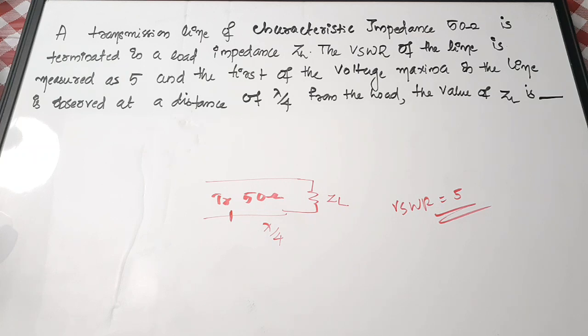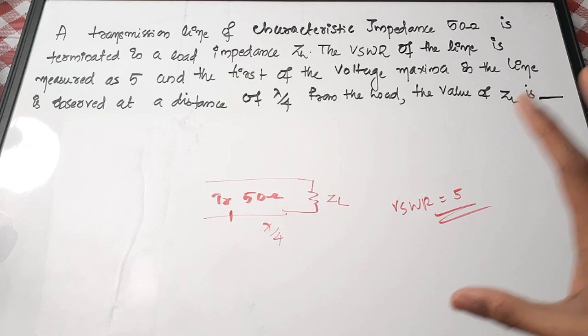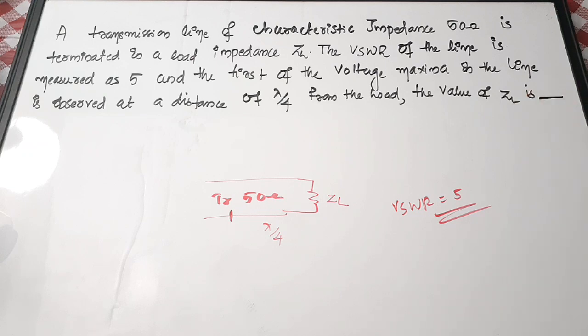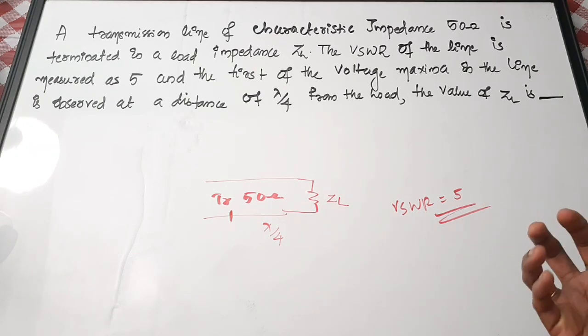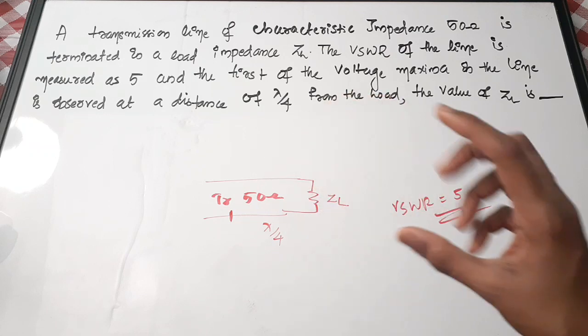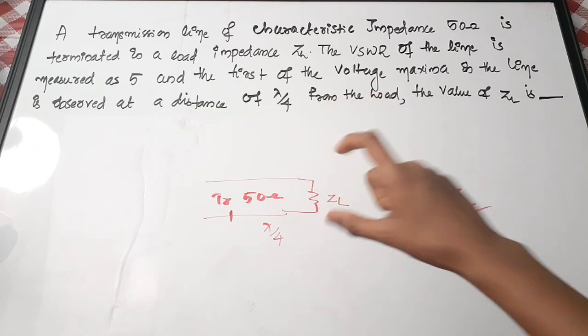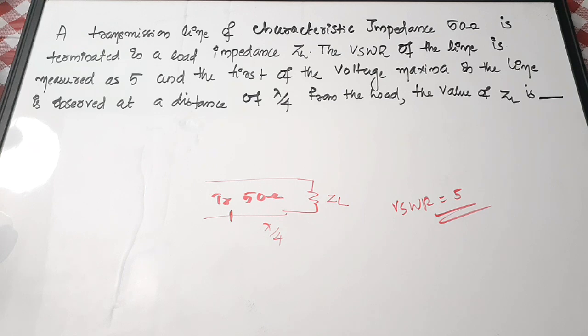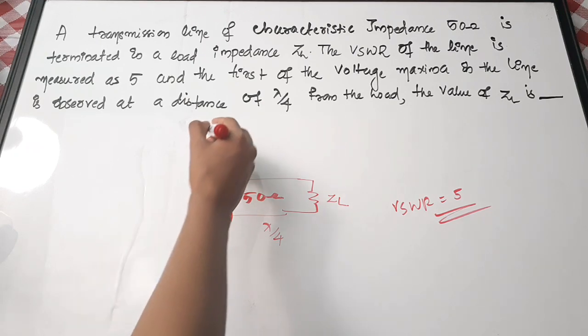Okay. This is actually a very simple question, but the question is given a lot of informations which is actually not required for answering this question. We only required to find what is ZL. For that, we are being given the characteristic impedance and also the VSWR. We have a very simple relation connecting VSWR, characteristic impedance of the line, and also load impedance. So you can use that equation for finding the load impedance here. But the question is lengthy. Okay. So you need to find ZL.